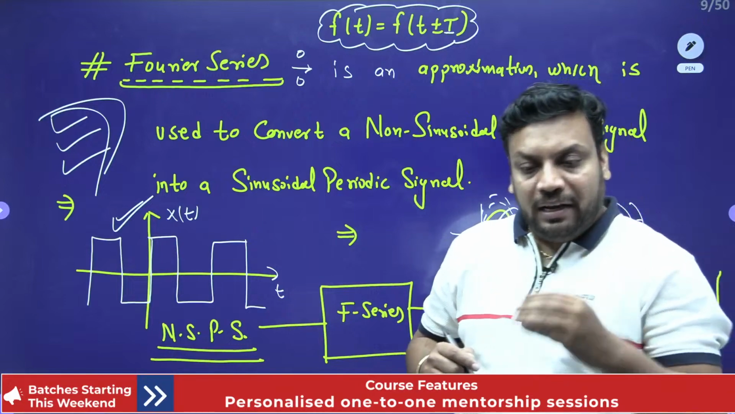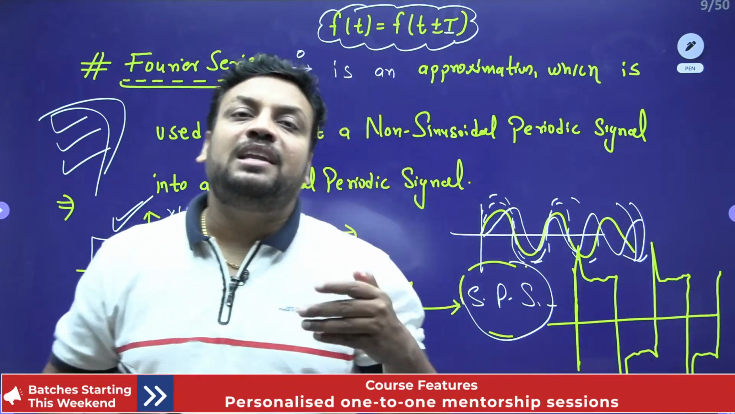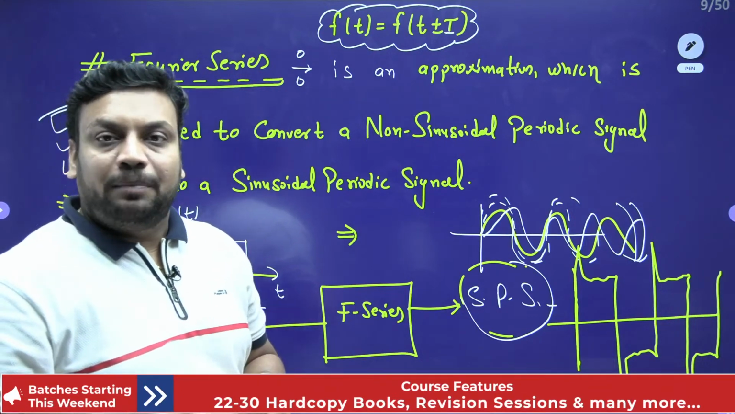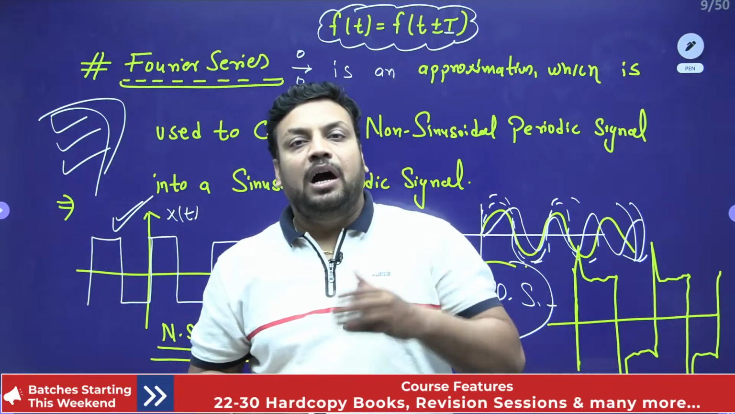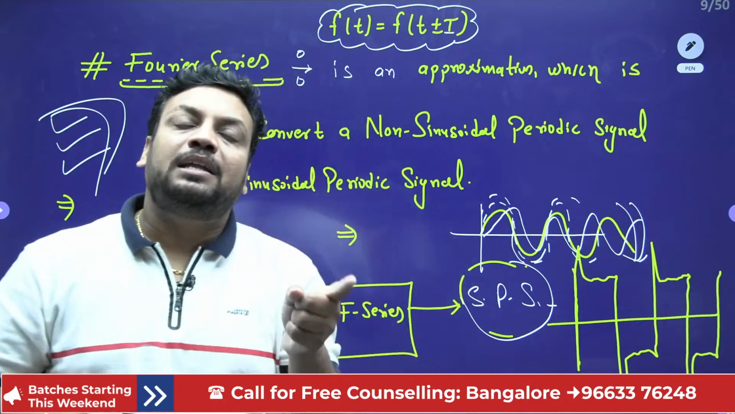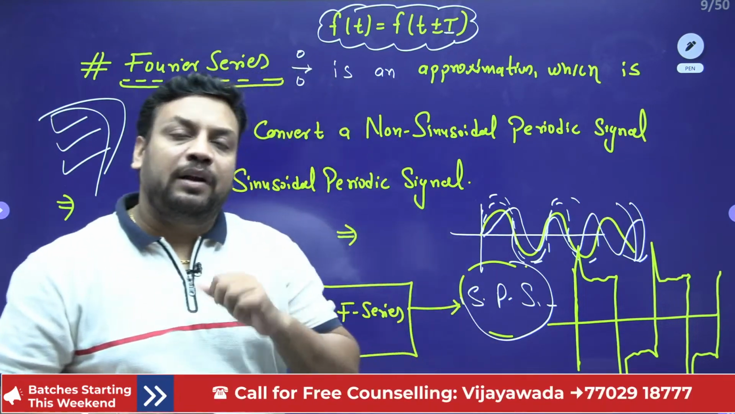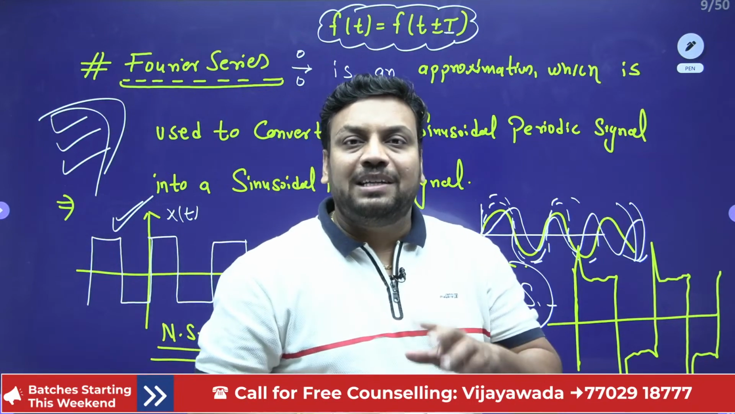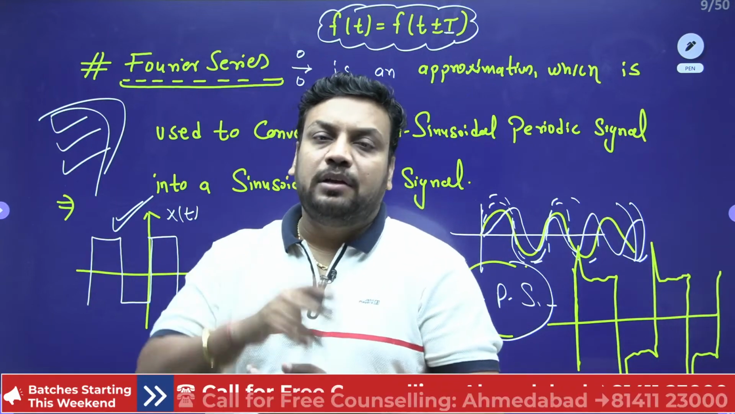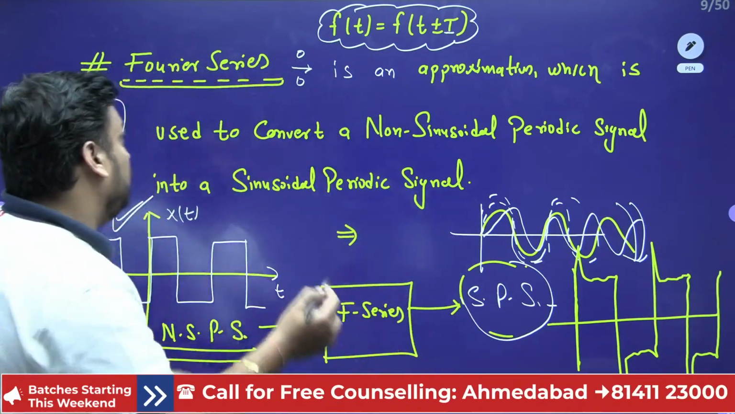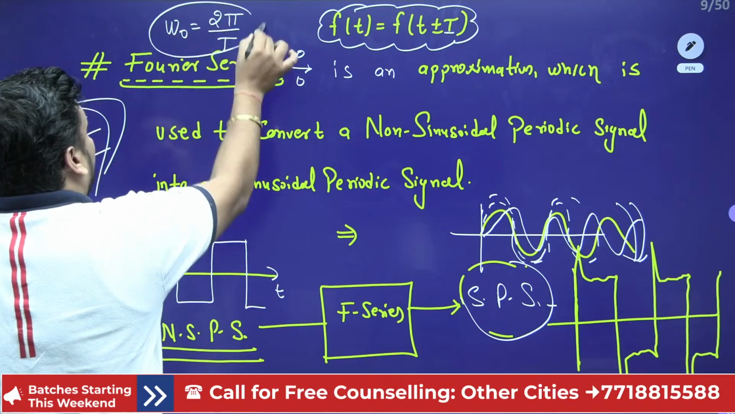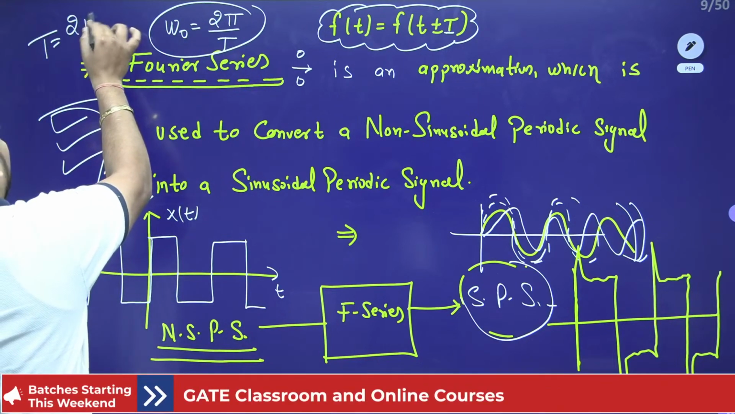an addition of harmonically related sinusoidals whose frequency is a multiple of the fundamental. It means if the fundamental frequency is omega 0, then what is the second harmonic? 2 omega 0. What is the third harmonic? 3 omega 0. What is the fifth harmonic? 5 omega 0. And what is omega 0? The fundamental frequency omega 0 is nothing but 2 pi upon capital T, you know that. And the fundamental time period is again 2 pi by omega 0.